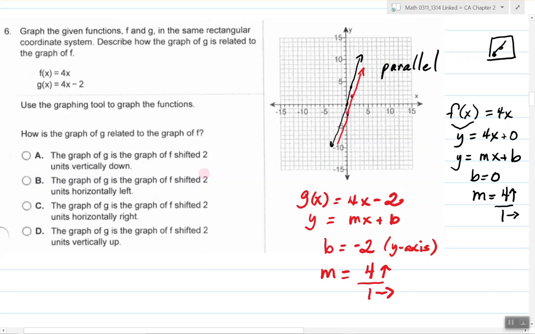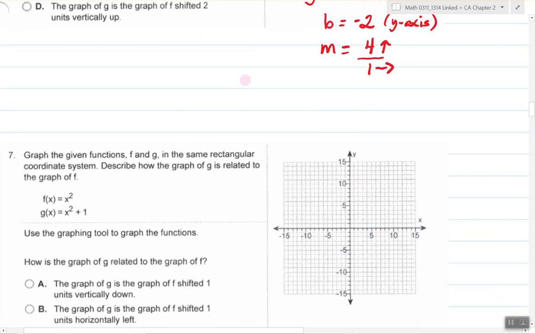It did not move to the left. G really did not move to the right. This is it. It was shifted down. Every point on the red graph is exactly 2 units down from the black graph. You can't see it well on mine, but it is a vertical shift of down 2. And you will see later that this means vertical shift down 2. Makes sense, negative 2. All right, let's look at the next one.